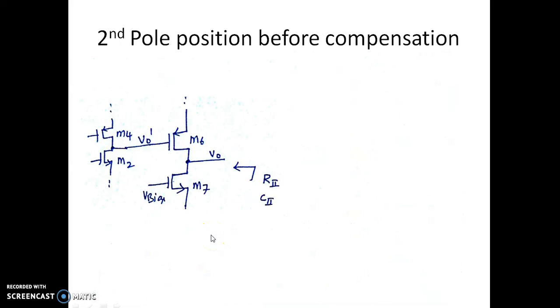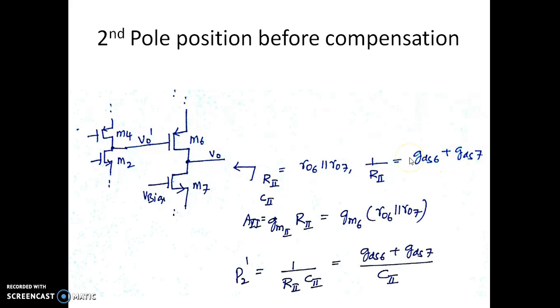Similarly, we can look for the second pole position. So this is the second pole position before compensation. This is R2 and C2. And the corresponding resistance of R2 is R06 in parallel with R07, which you can write in terms of GDS as 1 over R2 is given by GDS6 plus GDS7.